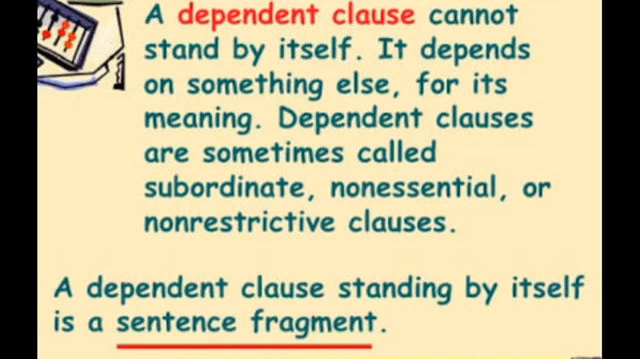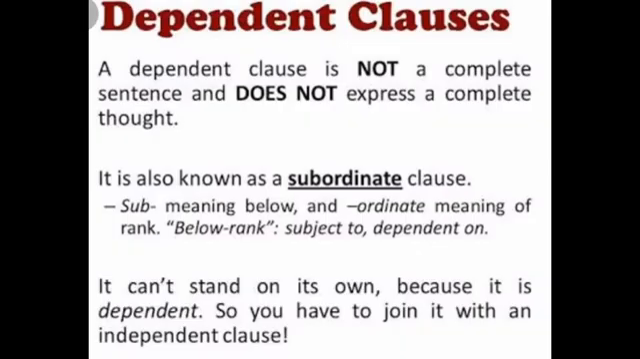Dear friends, now we are moving to the dependent clause. A dependent clause is sometimes called a subordinate clause or non-essential clause or non-restrictive clause. The major characteristic of a dependent clause is that, as its name suggests, it cannot stand alone.